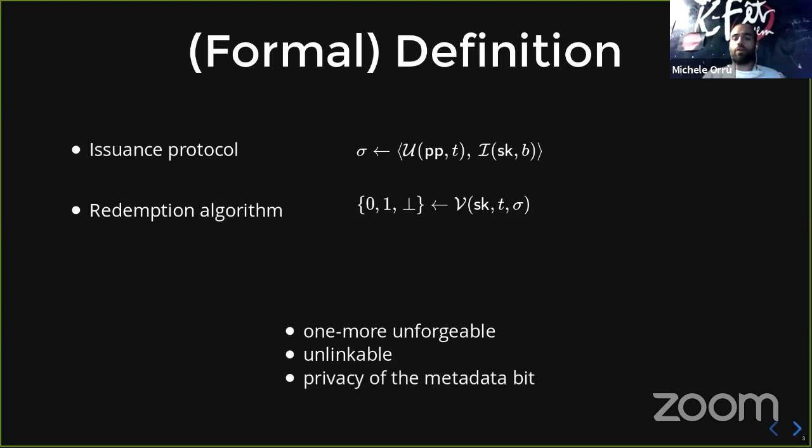And in the case of a private metadata bit, we demand that an issuance session with the bit set to 0 should be indistinguishable from an issuance session with the bit set to 1. These are roughly speaking the security properties that we have. And modulo the fact that it's a secret key, this is very close to what you could think of, for example, for a blind signature.